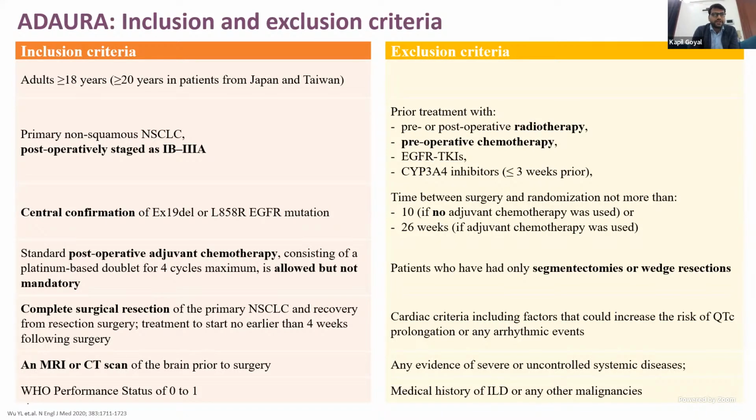So talking about inclusion criteria: adults more than 18 years of age, primary non-squamous histology with post-operative stage 1B to 3A, central confirmation of EGFR mutation. Standard post-operative adjuvant chemotherapy consisting of a platinum-based doublet for a maximum of 4 cycles was allowed, but it was not mandatory. So some patients received adjuvant chemotherapy, many patients did not, as per the surgical treating team's discretion.